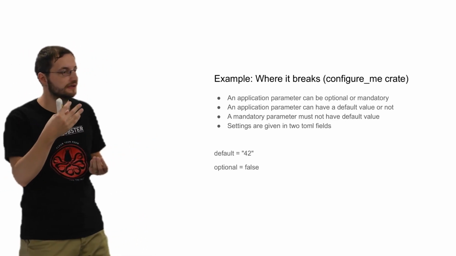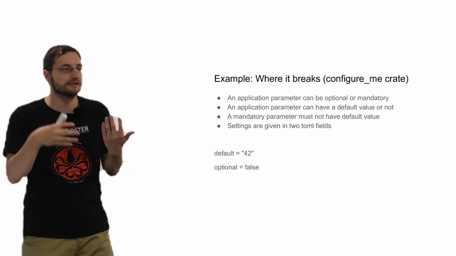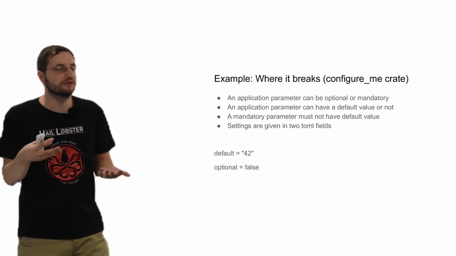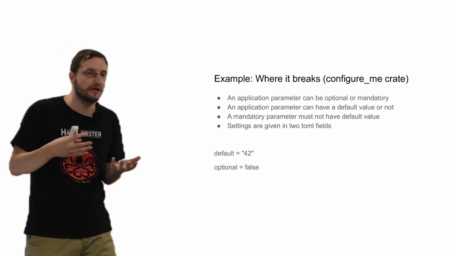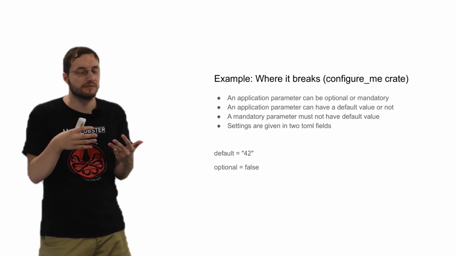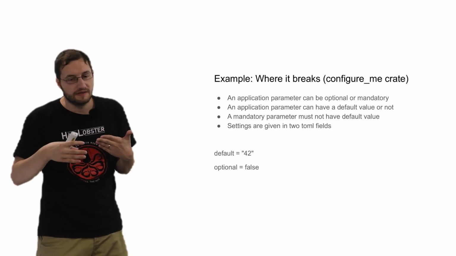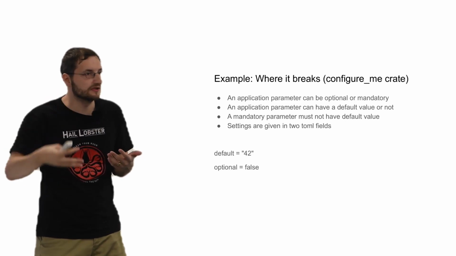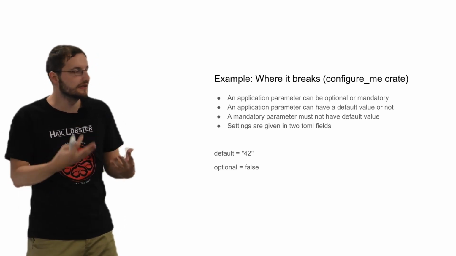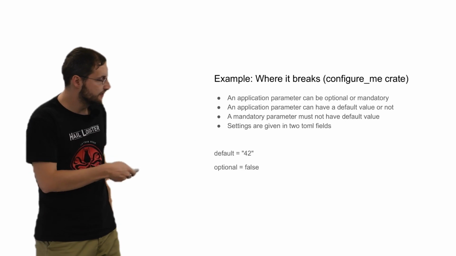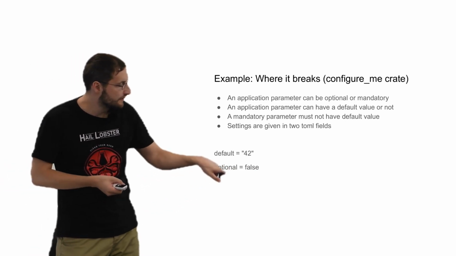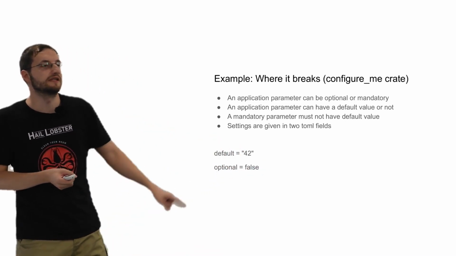And the specification for how the parsing should work is written in two TOML fields. Because you could figure out how you present this to the programmer who is reading this, how you make him specify which strategy should be used. The most intuitive, easy, and simple way is to have two possible fields, one where you can put in default, and the other one where you can say optional equals false, which makes it mandatory.